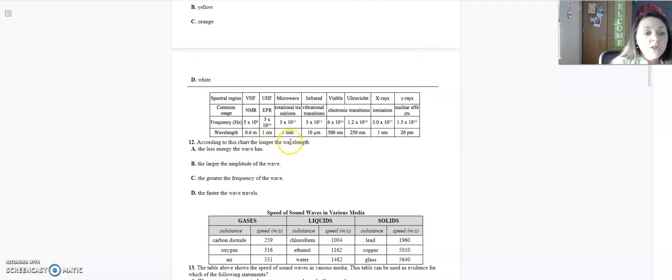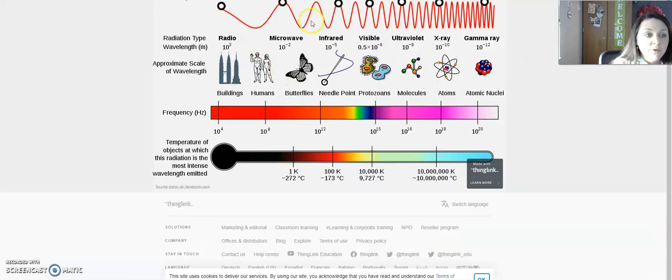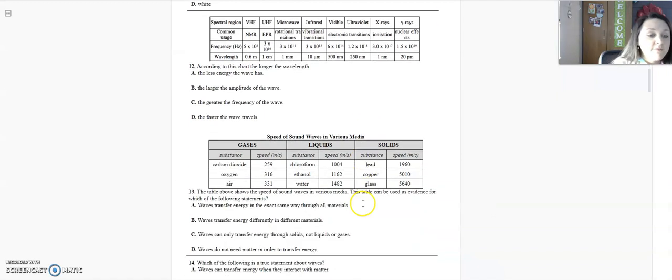All right, the longer the wavelength, so think long to the left, the less energy we have. You can see that here. If you go to the longest wavelength, which is right here, we have a lot less energy. So if you think about it right here, the longer the wavelength, the less energy that we have. Low, low, and long on the left.